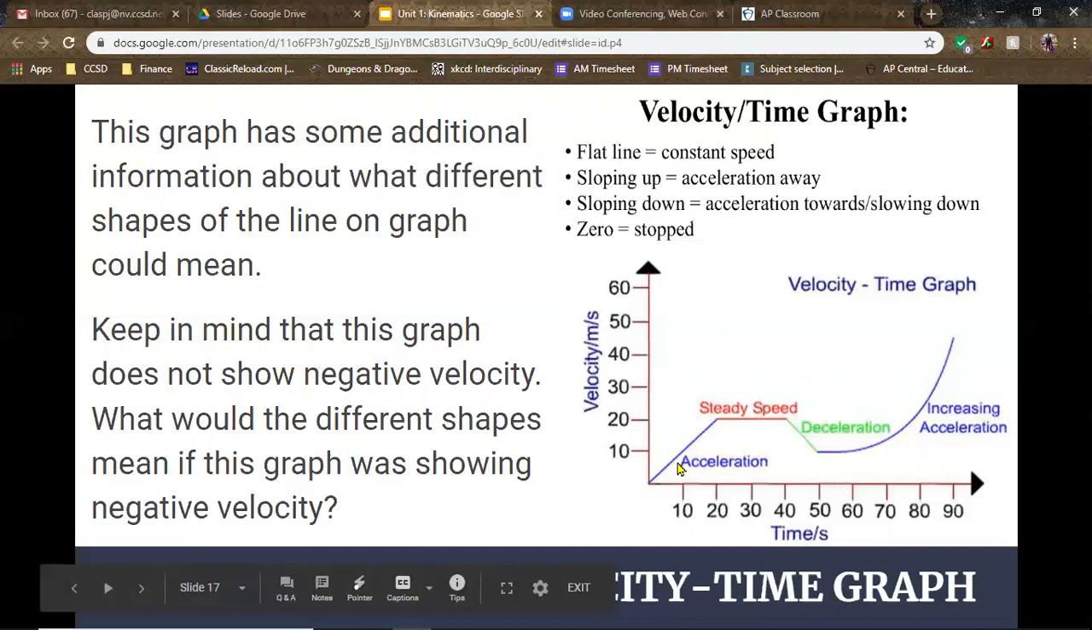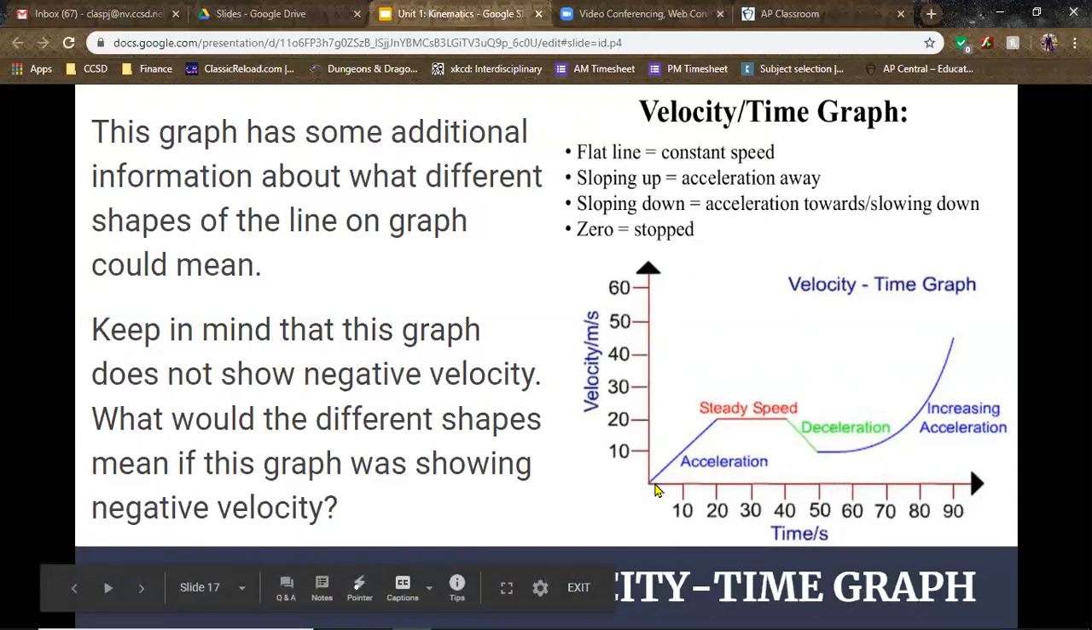Positive means positive acceleration, negative means negative acceleration. In this graph, they call it deceleration. I don't like that. My experience is most of the time it just would say negative acceleration. So just keep that in mind. Because this is a curve, that tells us that the velocity is changing. However, the acceleration is also changing as well. So once again, this is just a positive velocity.